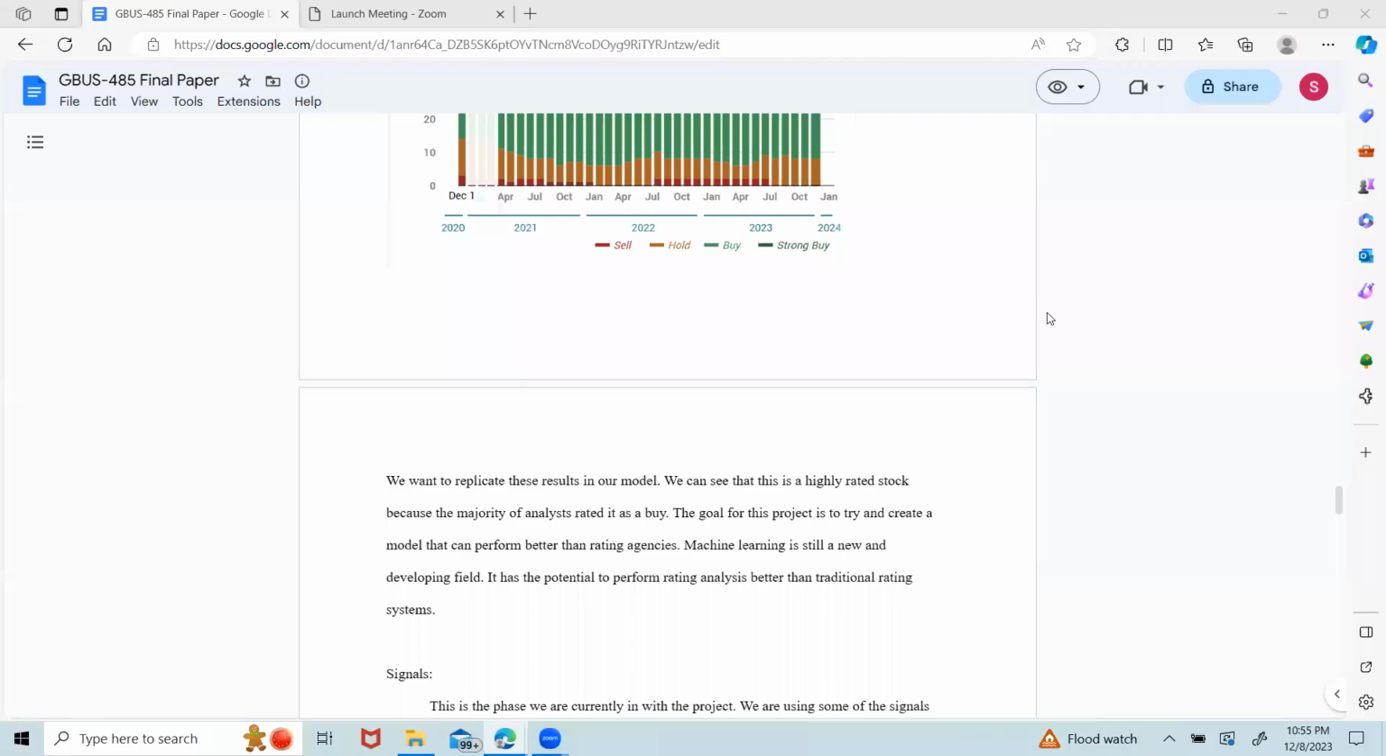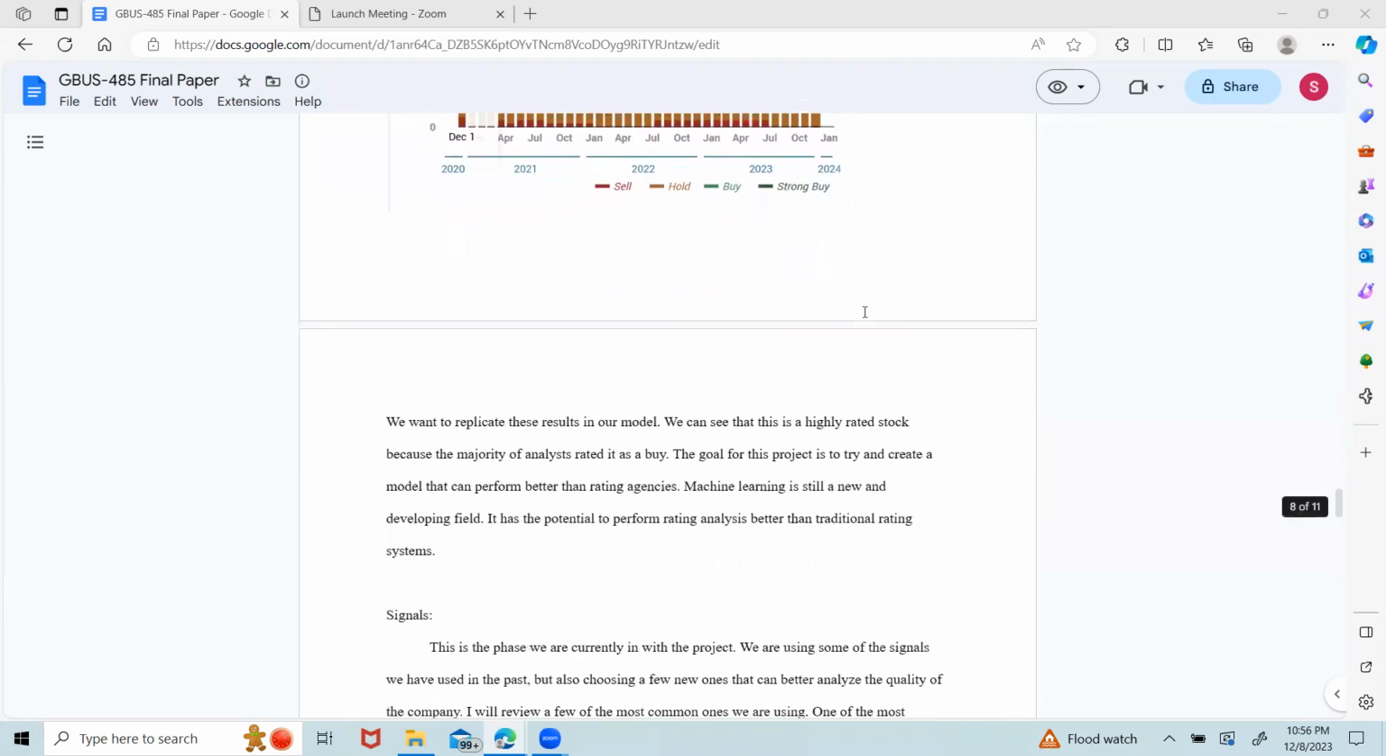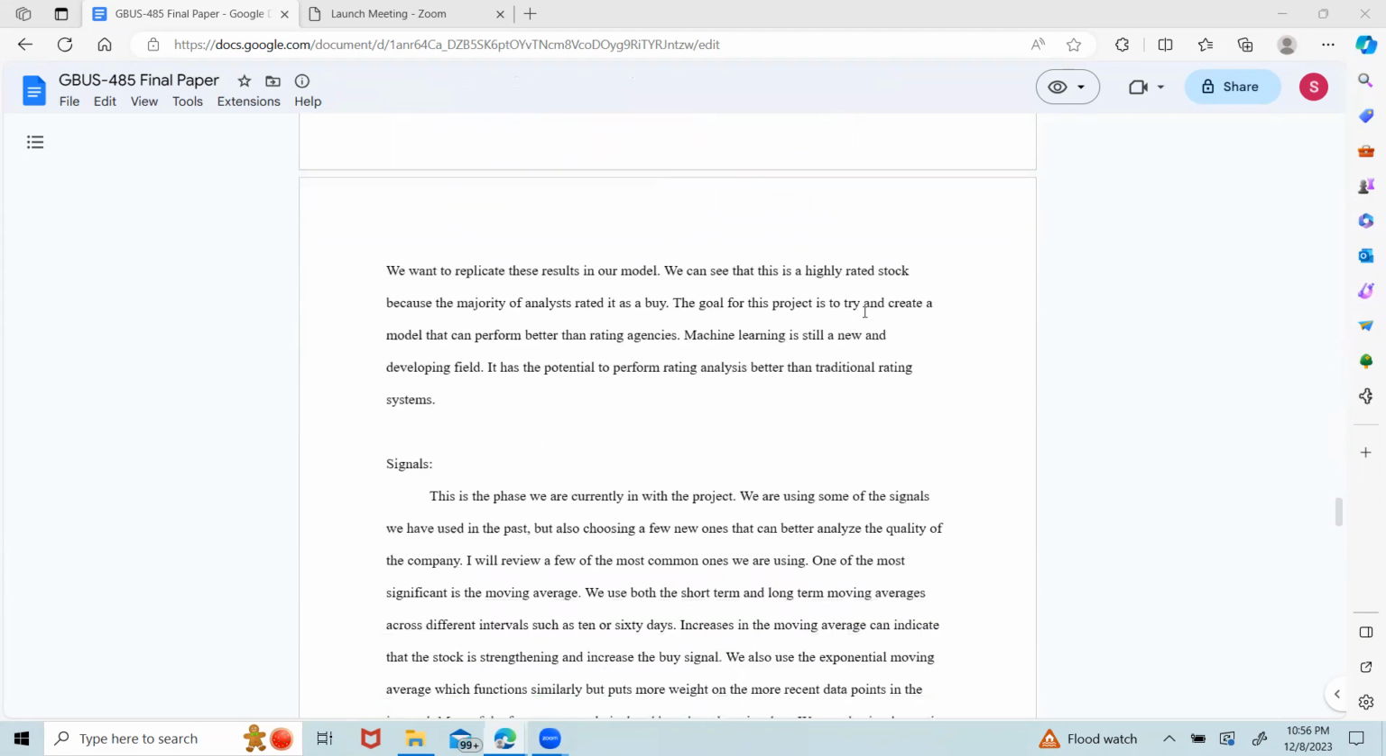We spent some time gathering data for benchmarks across various rating agencies for the stocks that we're using. For the sake of simplicity, it's pretty much Apple throughout the entire paper. For all these graphs and charts, it is Apple stock. But benchmarking is something that we would have to do after we make our actual model, which is something we're still in the process of.